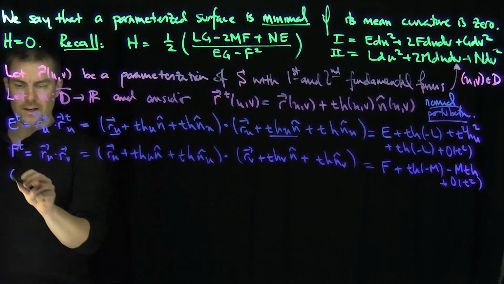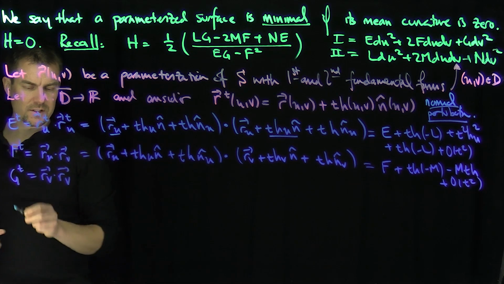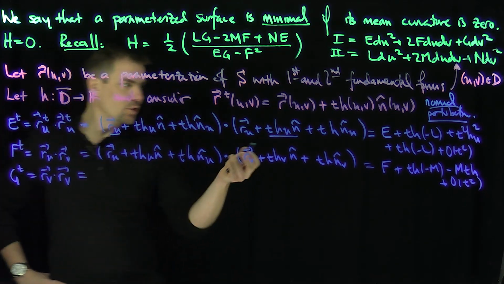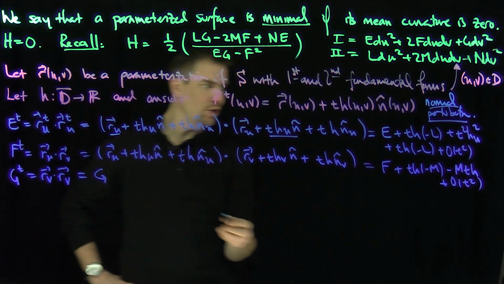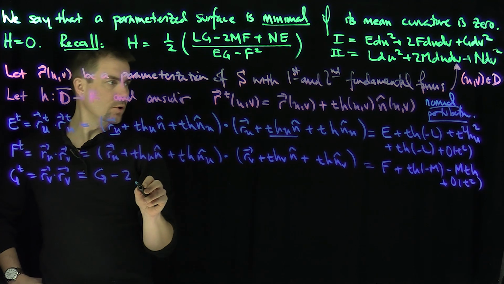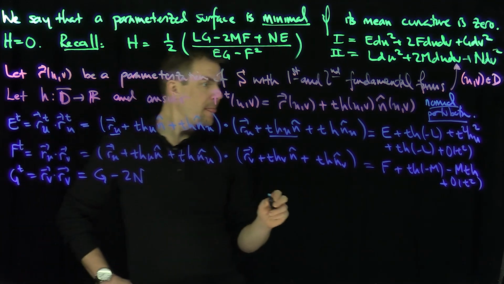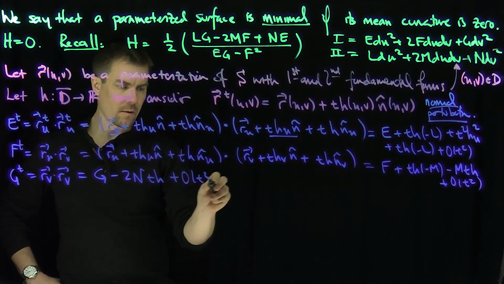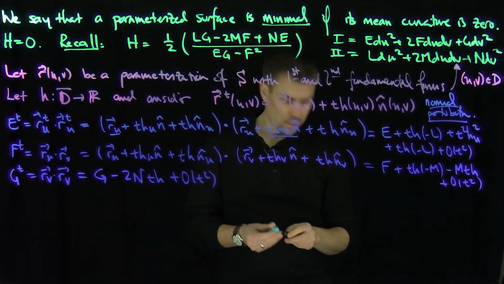And then finally, what's Gt going to be? So Gt is going to be rv dot rv, similarly, right? And so what's that going to give us over here? Just writing it out, it's going to give us a g. The same by symmetry over here, it's going to give me a g minus a 2. Now I have an n over here, an n, and then a th, like so, plus order t squared. Okay, good. Now let's compute the first fundamental form of this perturbed surface, right?